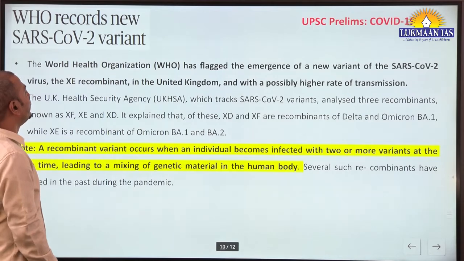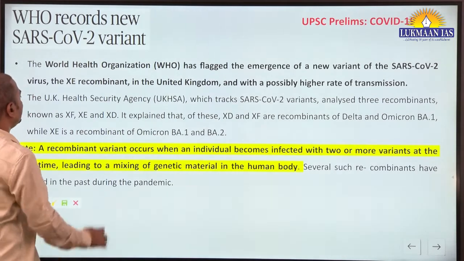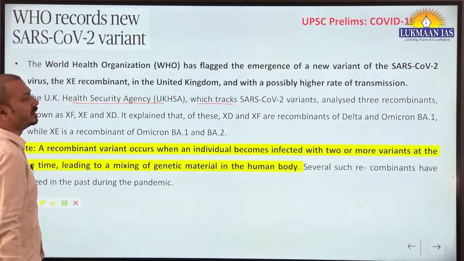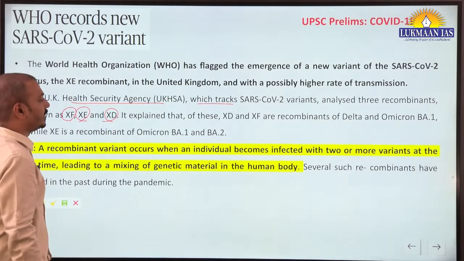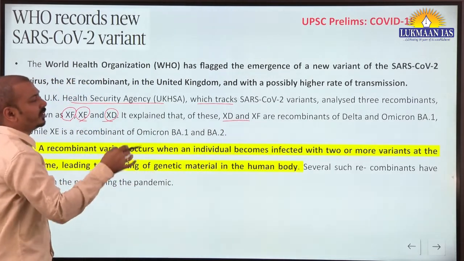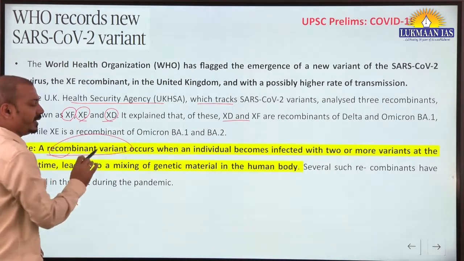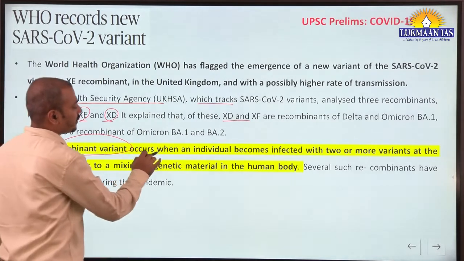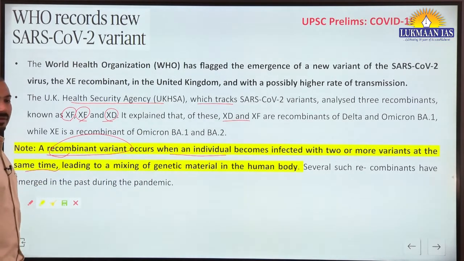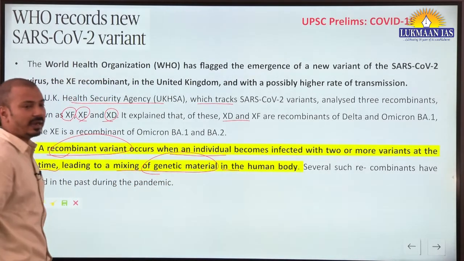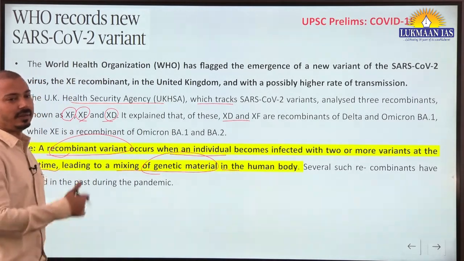WHO records new COVID variants. This has first been flagged by the UK Health Security Agency, which tracks these variants and analyzed 3 recombinant variants known as XD, XE and XF. There is a difference between these. XD and XF are recombinants of Delta and Omicron BA.1. First of all, you should know the recombinant variant: a recombinant variant of a virus occurs when a person becomes infected with 2 or more variants at the same time, leading to mixing of genetic material in the human body, and the new variant generated is transferred to other individuals.